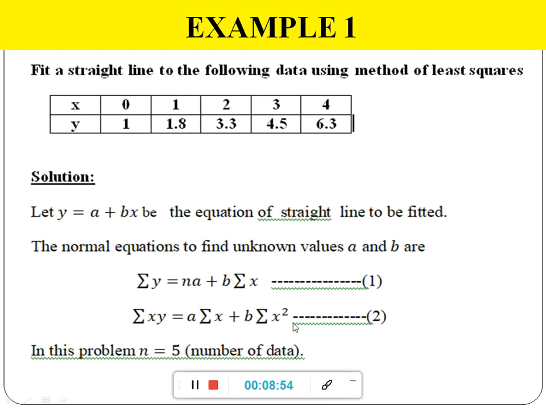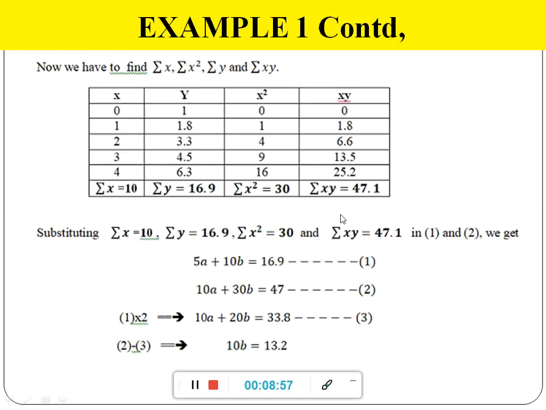So here in the normal equations, we get equations like this. This is said to be the normal equation. To find a and b, simply solve the equations. For this, first multiply equation 1 by 2. We get 10a plus 20b equal to 33.8. Now subtract these two equations, equation 2 minus 3. 10a minus 10a cancel each other, 30 minus 20 is 10b, and subtracting gives 13.2.